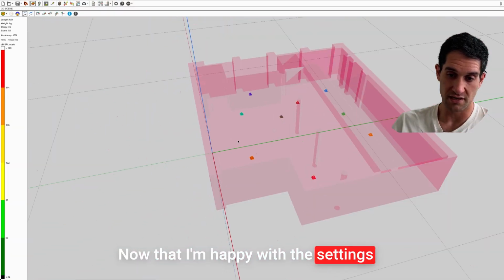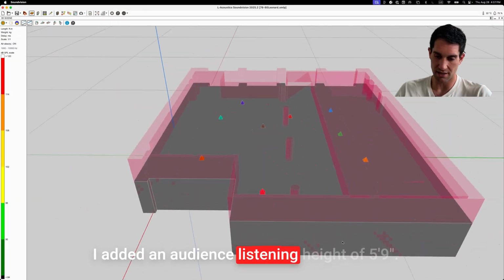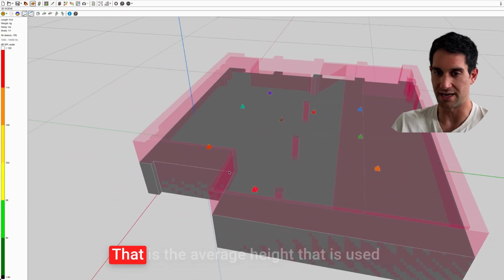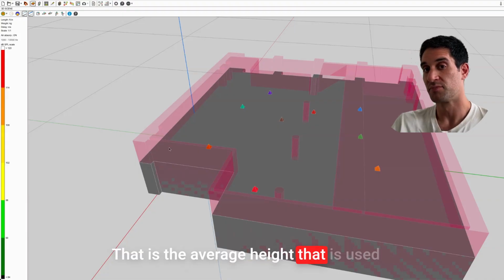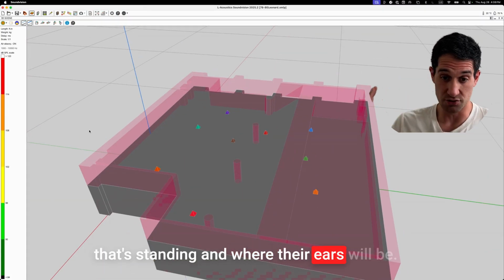Now that I'm happy with the settings, let's go ahead and turn on the audience. I added an audience listening height of 5 foot 9 inches. That is the average height that is used when you think about an average person that's standing and where their ears will be.